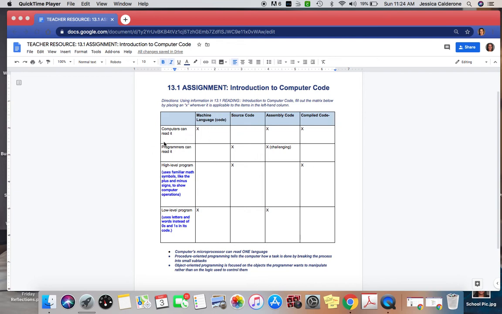I'm going to go over this with you. Like I said, computers can read three types of code: machine language, assembly code, and compiled code. They cannot, I repeat, cannot read source code. There's no X there. There should be no X there, okay?